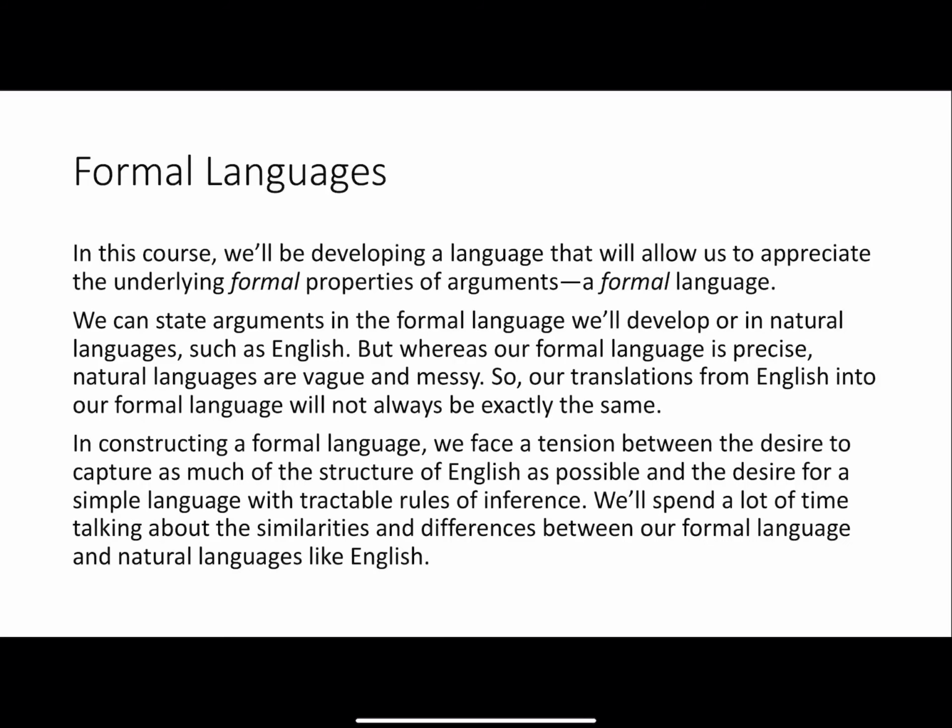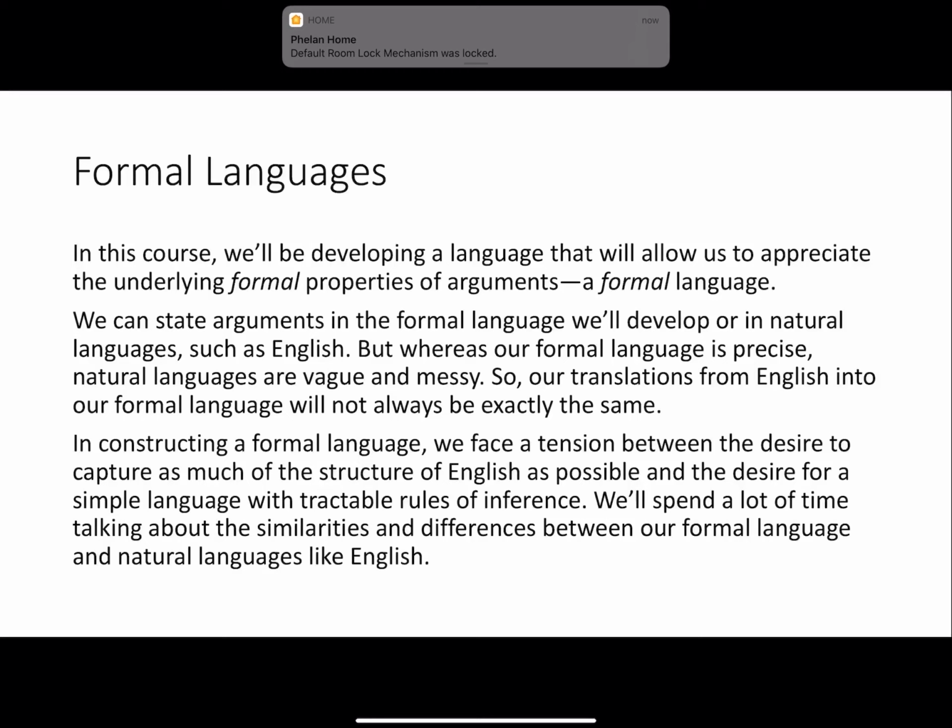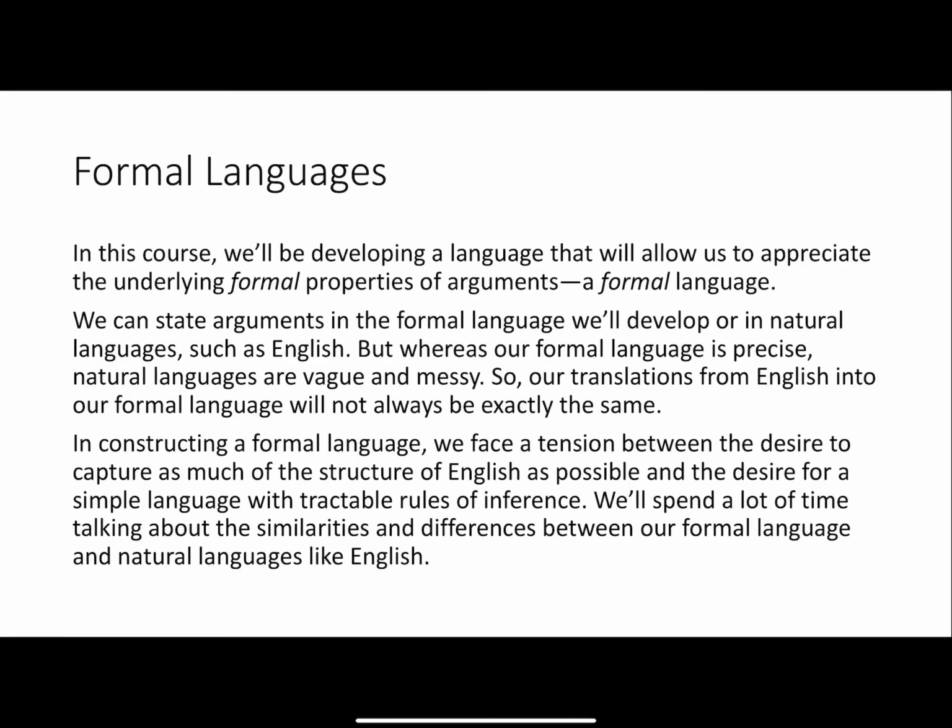The fact is that in constructing a formal language, we face a tension between the desire to capture as much of the structure of English as possible and the desire for a simple language with tractable rules of inference. We'll spend a lot of time talking about the similarities and differences between our formal language and natural languages like English, and this is just something I want you to flag. But for now, we're going to move into starting to look at the pieces, the different properties of our formal language that will allow us to appreciate the underlying structure of arguments and their validity.